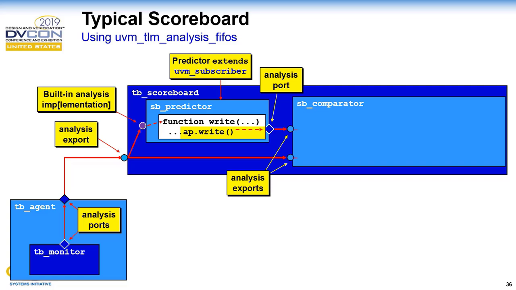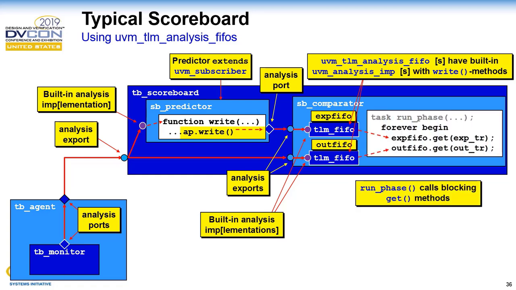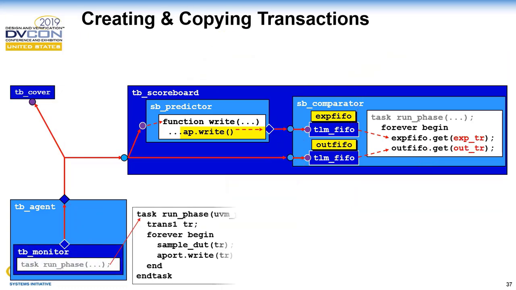Then inside of the comparator, we put two of the TLM analysis FIFOs. The TLM analysis FIFOs already have the built-in implementations in order to terminate our analysis paths. And so we can terminate both of those. The TLM analysis FIFOs are unbounded by default, and they also already have the built-in write methods. So they're going to take the transactions that were broadcast and push them onto the mailboxes. Then inside of the comparator, again, we set up our little forever loop that's doing an expected FIFO get and an output FIFO get. Wait until you have one of each, and then run your comparisons between those. So what about these transactions that are being created?